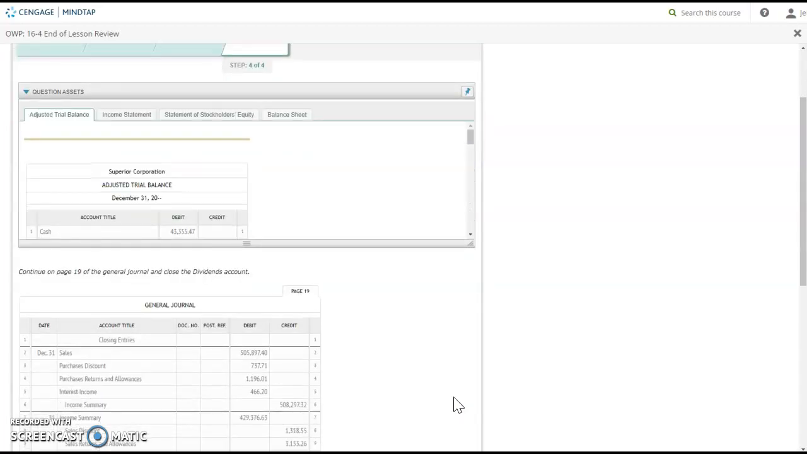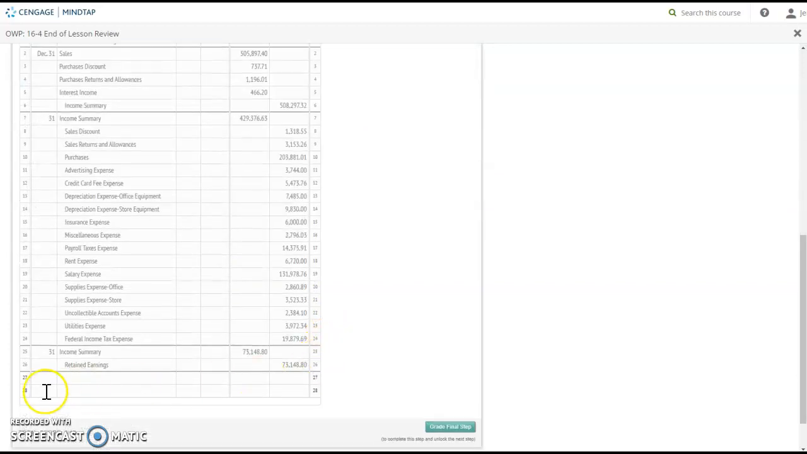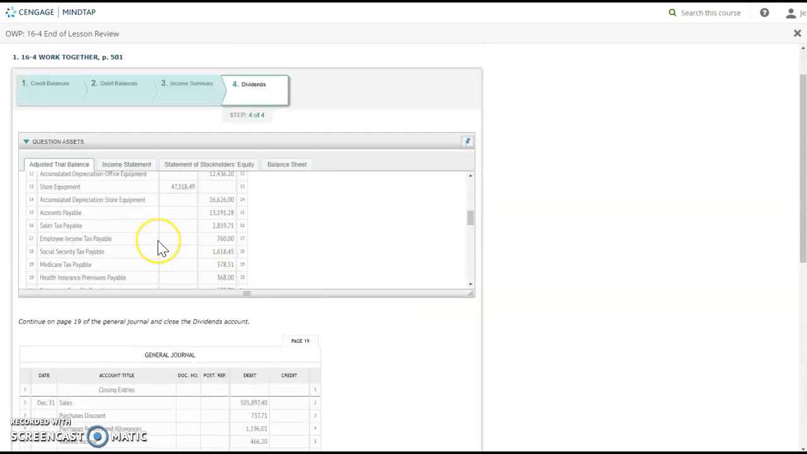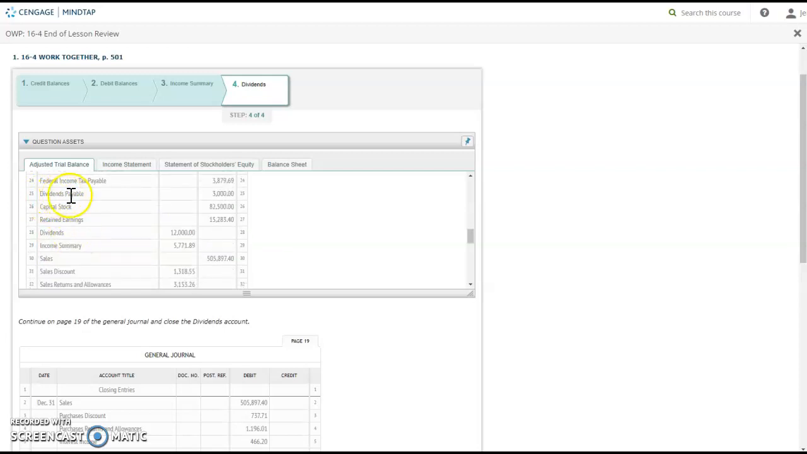My last closing entry then is to close my dividends account. And this is going to be a fairly easier transaction. So let's go ahead and just put in our date of the 31st. What can be a little tricky, what I've seen students do in the past, is we have this account that's called dividends payable. This is not the account that we are closing. We are closing our dividends account. So make sure that you're paying attention to the correct account.